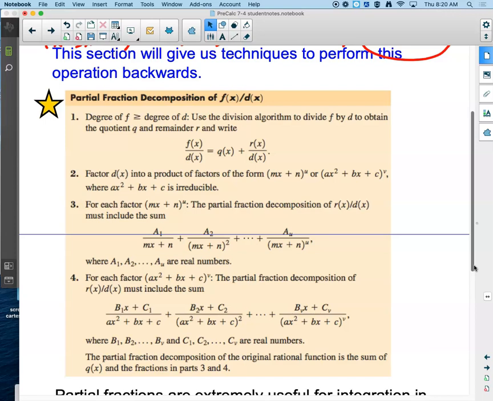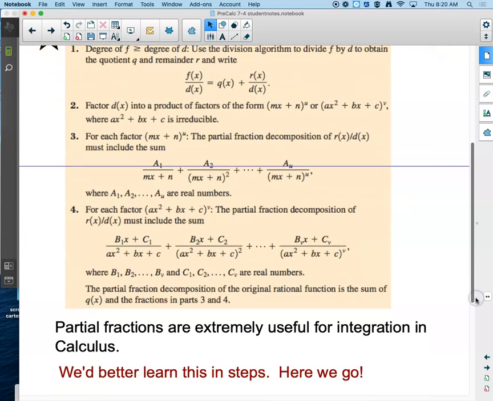Number 4, for each irreducible quadratic factor, the partial fraction composition has to be a little tougher. When we look at this, the denominator was linear. If you subtract 1 degree away from that, you have constants. This is talking about an irreducible quadratic. If you take 2 and subtract 1, you get a 1. This needs to have linear factors in its numerator. And that's as high as we're going to take it. We're not going to do anything with third power down there, cubics or anything like that.